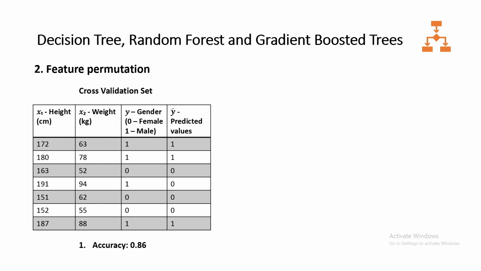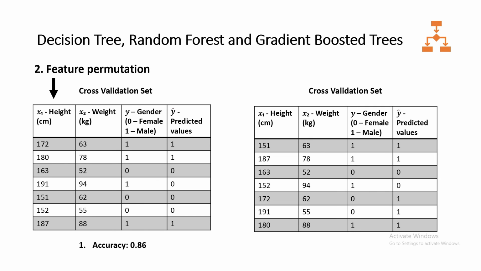With feature permutation, we select a feature for which we would like to calculate its feature importance. Let's say height in this example. We randomly shuffle the values within this column whilst keeping all other columns constant. We then see how our predictions change with these differences in height values. In this case, we're looking at the accuracy. So here we see a decrease in accuracy.